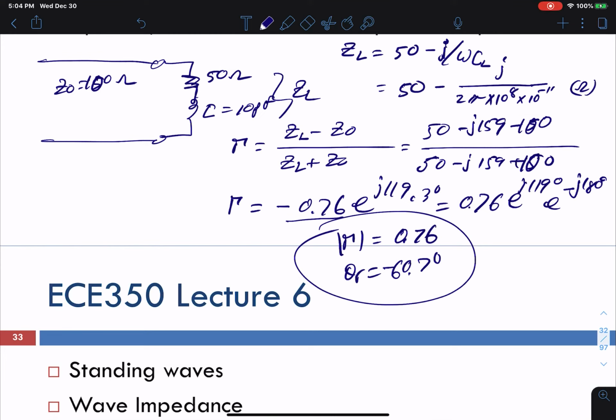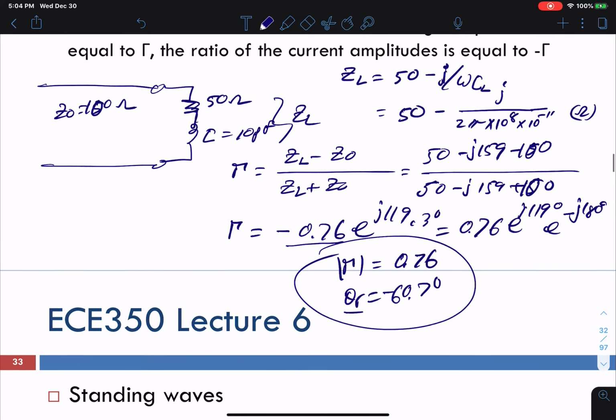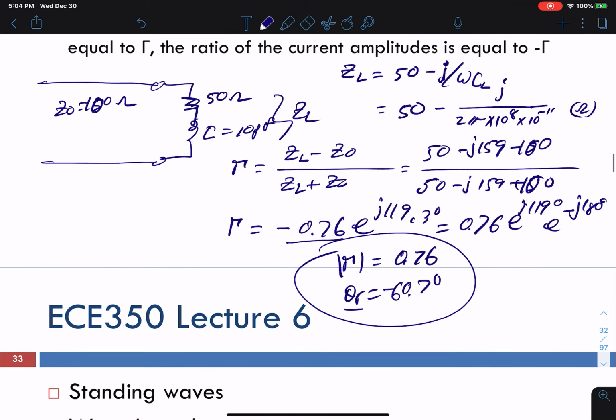We're going to learn more about it in class 2 when I go through the example. I'm just trying to give you a quick example of how to find your reflection coefficient and also the reflection coefficient angle. All right, so this is the end of lecture 5. We're going to go to lecture 6 in the next video.